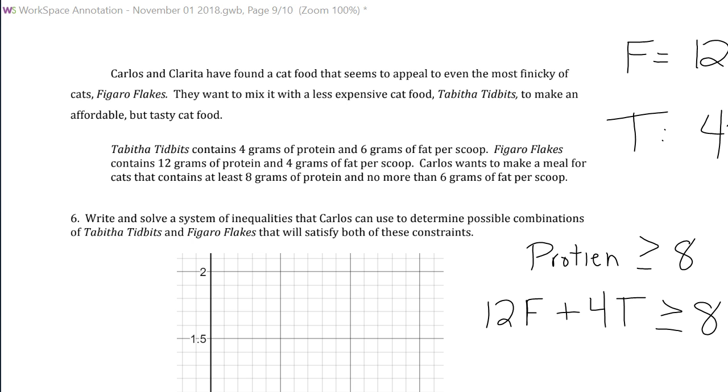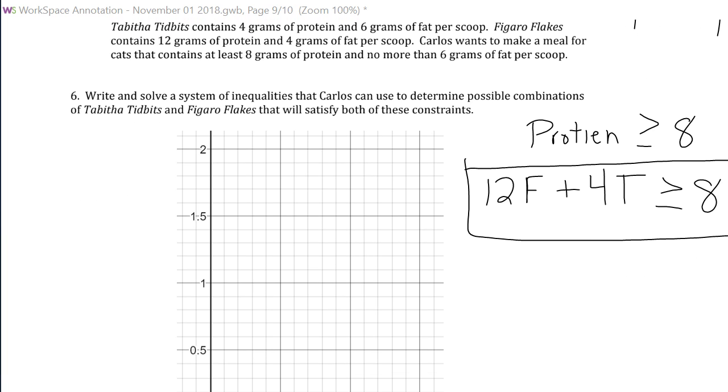Okay? Whereas there are 4 grams of fat for every scoop of Figaro, and there are 6 grams. Let me clarify this from an earlier mistake. There are 6 grams of fat for every scoop of Tabitha, and that needs to be less than or equal to 6. So here are our constraint equations, and now we need to graph them. So I went to Desmos and got us a little graph. Okay, again, this is standard form.